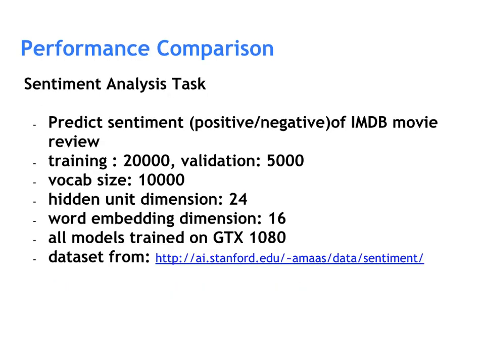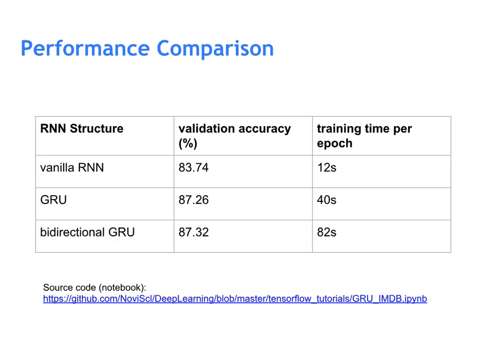I also did a small experiment by myself over the weekend. It's a sentiment analysis task. You can find the data set here. I'm using the exact same setting for both the traditional RNN unit and the GRUs, and the results I get are on this slide. You can see there is quite some improvement for GRU. I also put bidirectional GRU just for your reference. In this case, you can see bidirectional GRU doesn't get a lot of improvement.